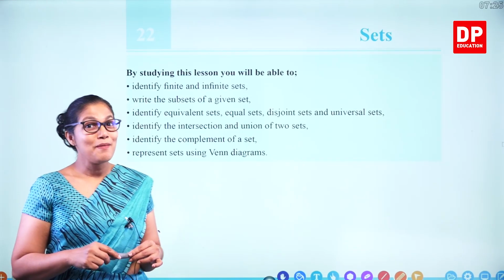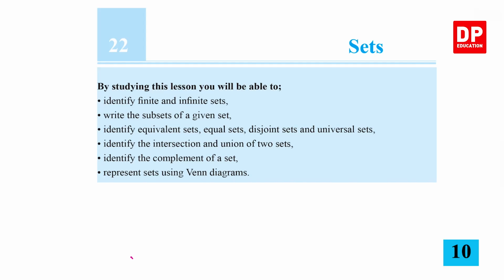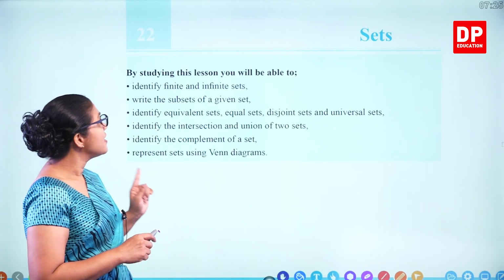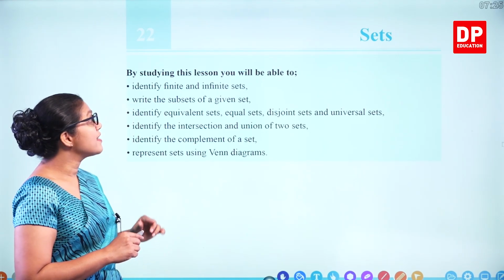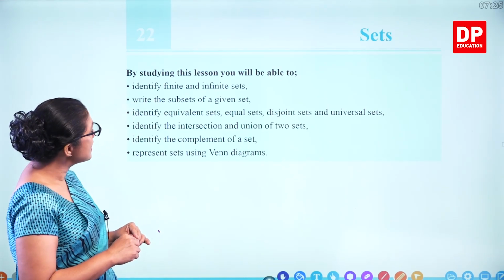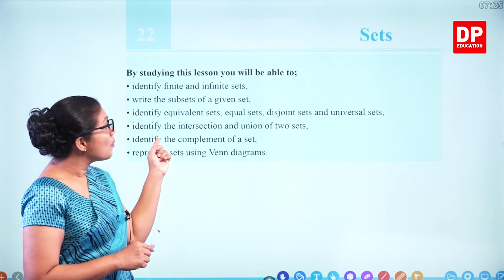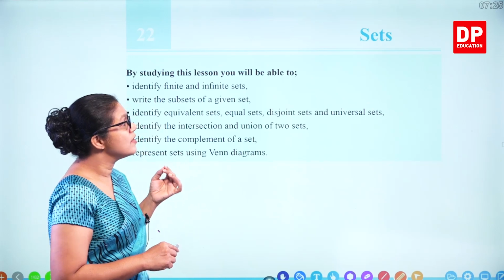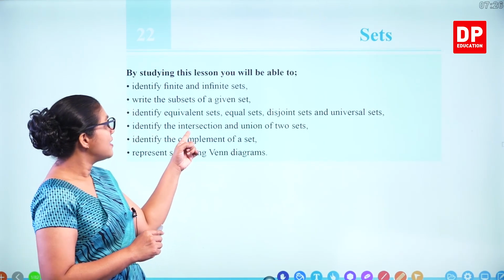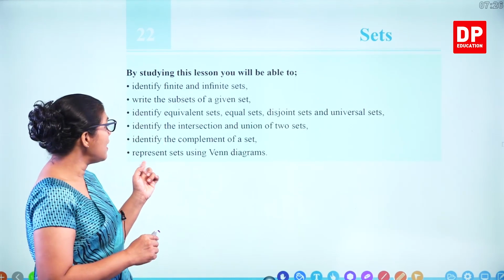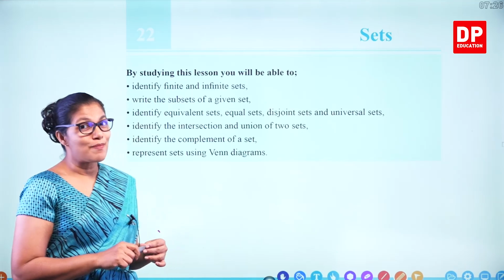Hello students, today I am here to teach you chapter 22 in your textbook, that's sets. So we are identifying finite and infinite sets, and we write subsets of a given set, and you get to know what are equivalence sets, equal sets, disjoint sets and universal sets, and identifying intersection and union and complement of a set, and what are Venn diagrams.